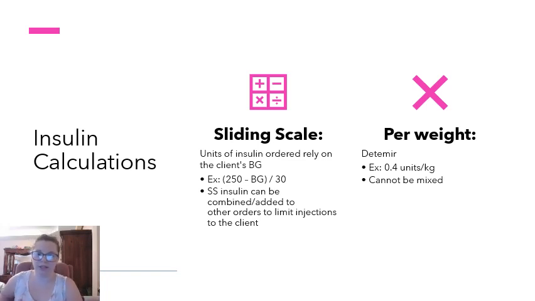Now, other insulin calculations are going to be per weight. So this is kind of like that heparin. So an example would be like Detemir, those longer acting medications. It's going to be weight based. And so you'll see like 0.4 units per kilogram. So then you take your kilograms times the 0.4, and then you get how many units that they'd get on that one time or twice a day. And again, remember, Detemir cannot be mixed. So your long acting cannot be mixed with your sliding scale short acting. They will unfortunately have to get those separately.